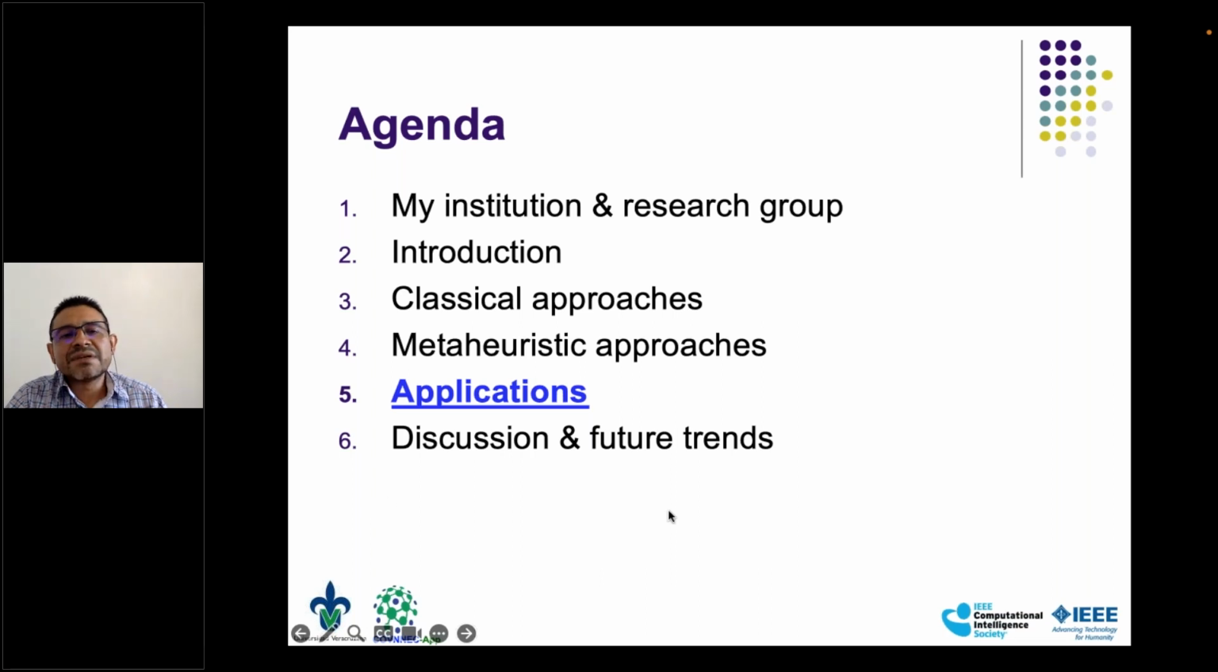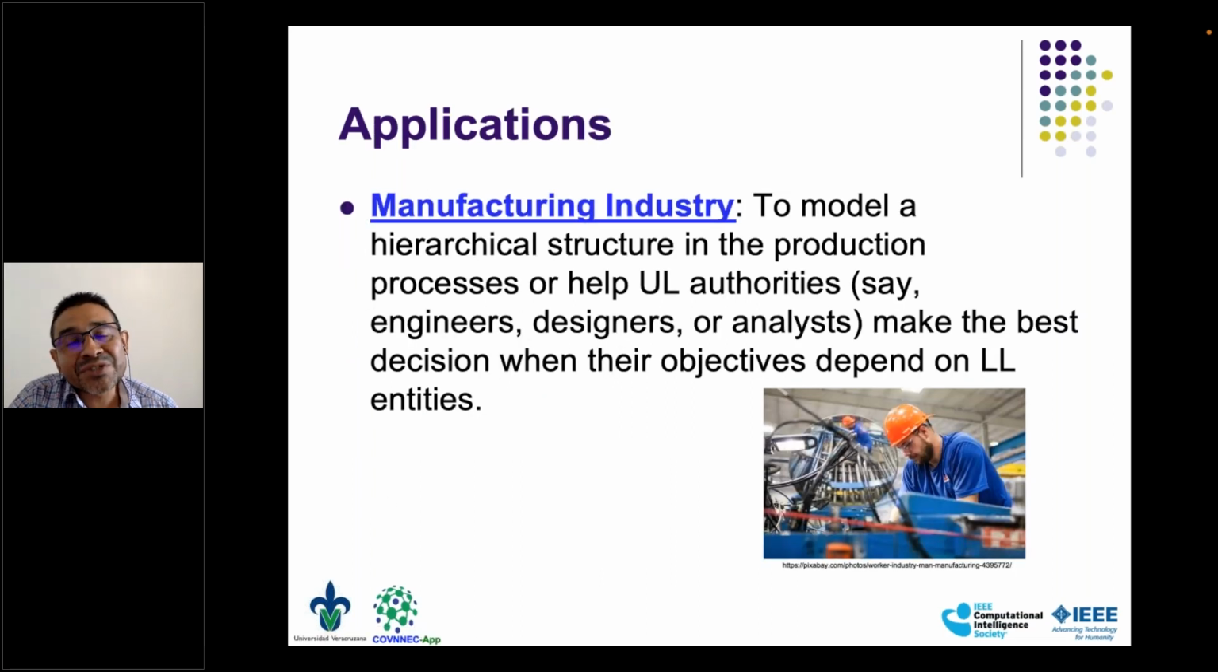So regarding applications, there are still not too many applications to report. There are some domains where multi-objective bilevel optimization is more popular, but I think we need to work more on applications. For example, the manufacturing industry. In this type of problems, we have a hierarchical structure. So if you model your problem as a multi-objective bilevel optimization instead of just a multi-objective problem, you can find solutions that can be better at the end, okay?